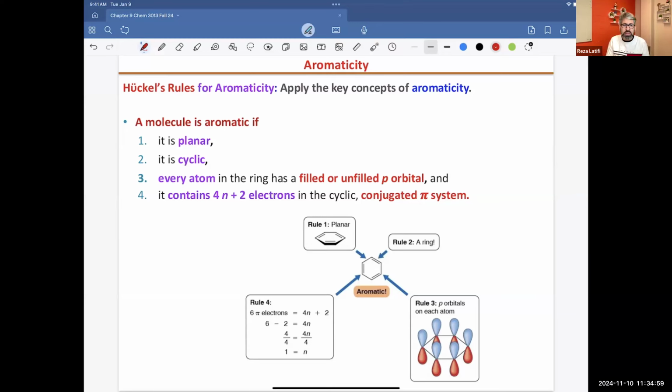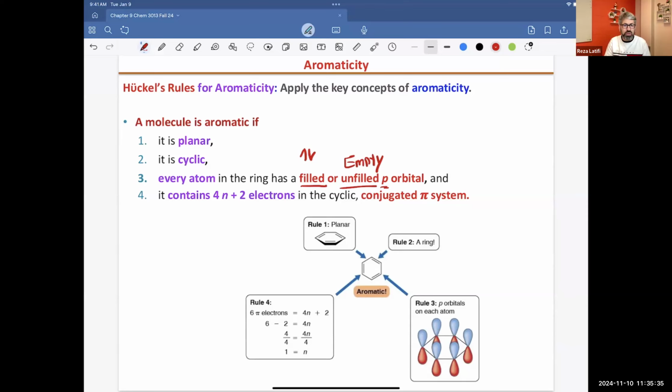A molecule is aromatic if it is planar. So the first thing is the molecule must be planar. Second, it must be cyclic. Next, any atom inside the ring is filled, so it has 2 electrons in it, or is empty, meaning you have an empty p orbital. So either full or empty. Half occupied is no.